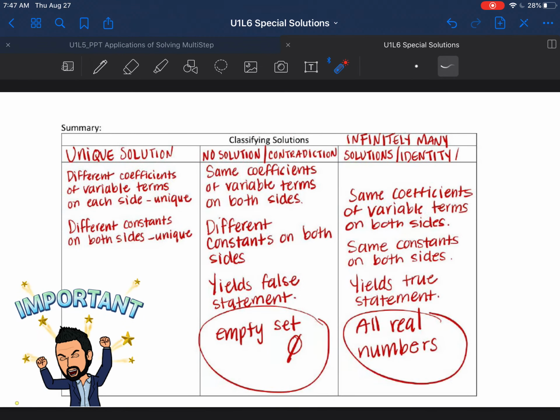Everyone, here is a quick summary. Again, you can have unique solutions, you can have no solutions, or you can have infinitely many solutions. Go ahead and pause and read through this as needed. This is a quick summary over the key points of today's lesson.